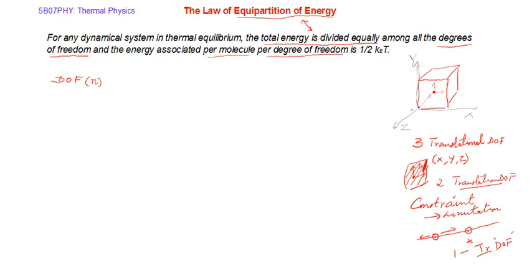Okay, it's a measure of the freedom of the particle. It's a measure of the freedom of motion of the particle. That's the physical meaning of degree of freedom. Degree means the measure, right? Degree of hotness is the measure of hotness. So degree of freedom is the measure of freedom.